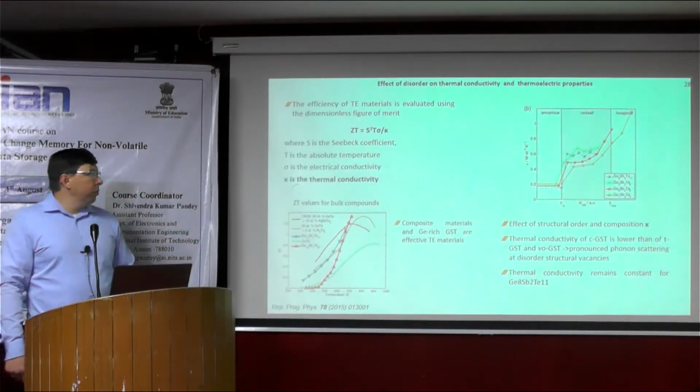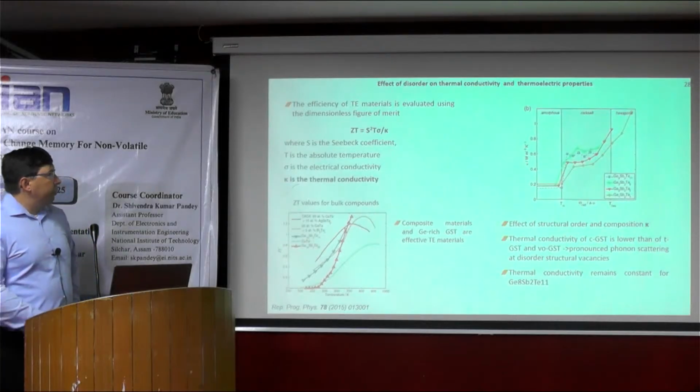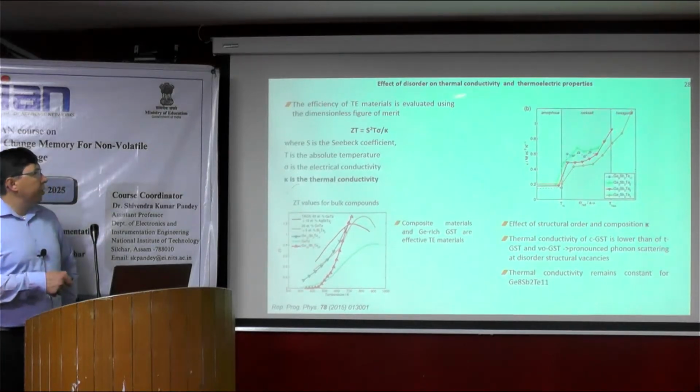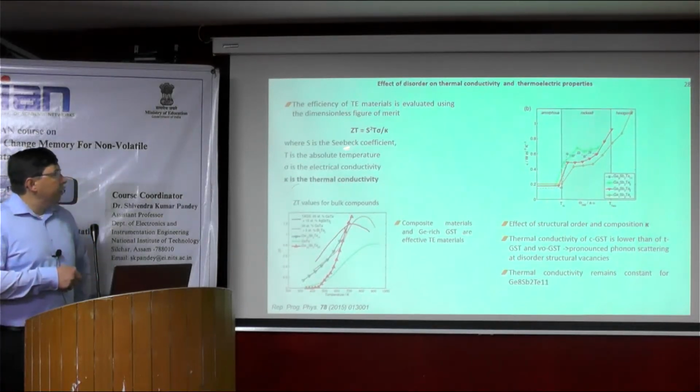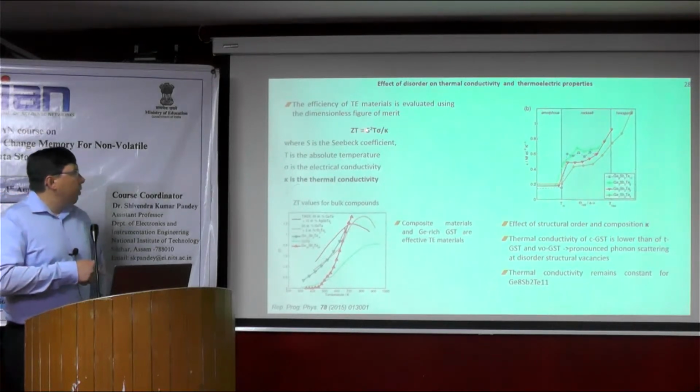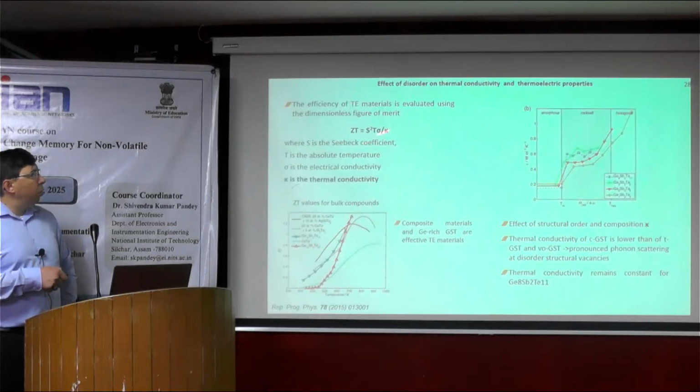So what do we need for thermoelectrics? For thermoelectrics, we need a high ZT value. What is it? This is the efficiency. It shows the efficiency of a thermoelectric material. It's the so-called figure of merit. And ZT is equal to S²Tσ divided by κ. S is the Seebeck coefficient, T is the absolute temperature, σ is the electrical conductivity, and κ is the thermal conductivity.